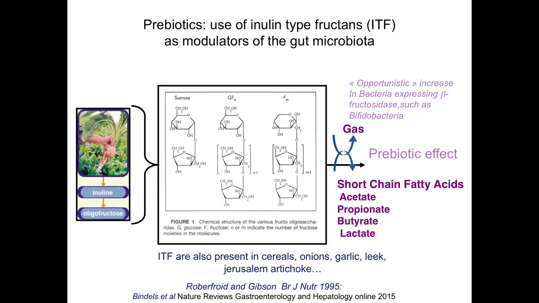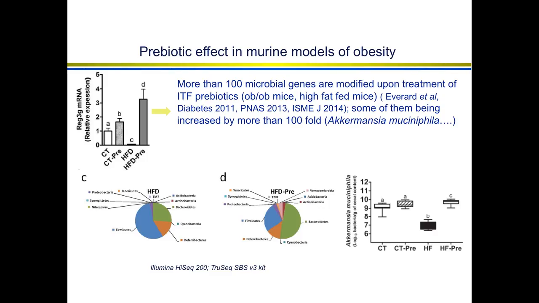And then when you feed this type of compound to animals, but also in humans, it has been shown in different contexts, you can promote the bifidobacteria. But what we could see in the animal models of obesity, once again here the high-fat diet model, we could see that more than 100 microbial genes were modified by treating the animals with the prebiotics, which was the inulin-type fructans, at the same time as the high-fat diet treatment. And so it means that you can profoundly change the gut microbiome by giving some substrates which at the beginning only modify certain types of bacteria, here the bifidobacteria.